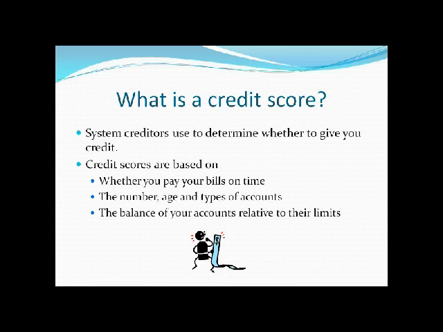Credit scores are based on the timeliness in which you pay your bills, the number, the age, and the type of account that you have. And by type of account, I mean a mortgage account versus a credit card account versus a student loan account. Those all have different values. And finally, the balance of your account relative to their limits. So if you have a credit card with a $10,000 limit and you are using $9,000 of that credit, that may lower your credit score as opposed to a situation where you would only be using $2,000 of that $10,000 limit.